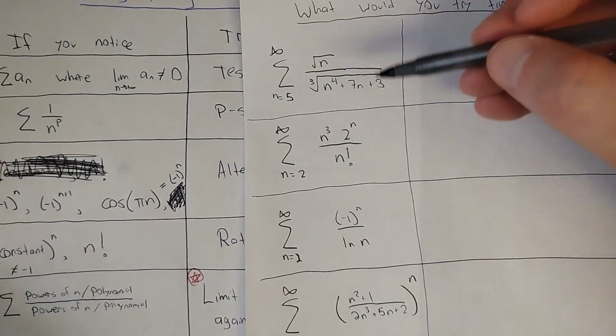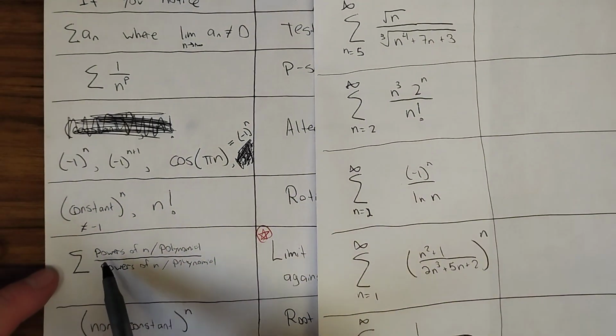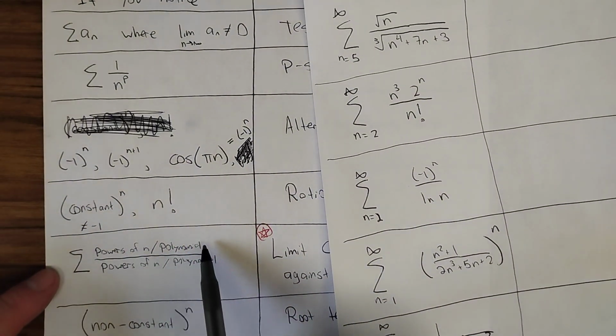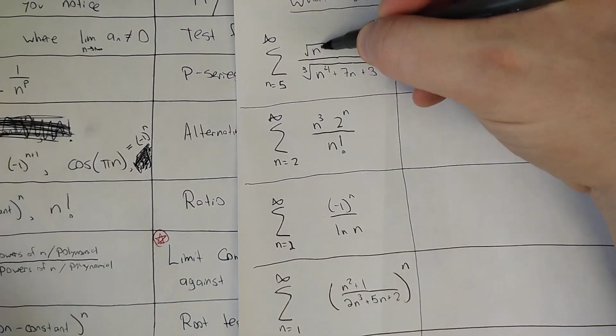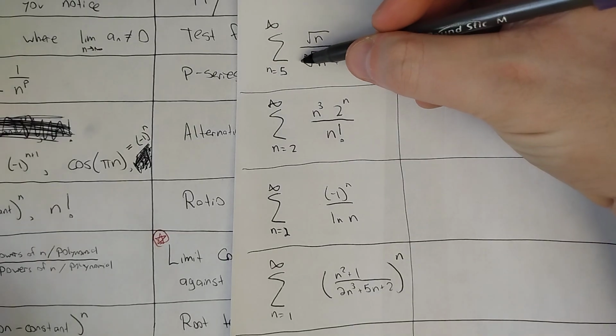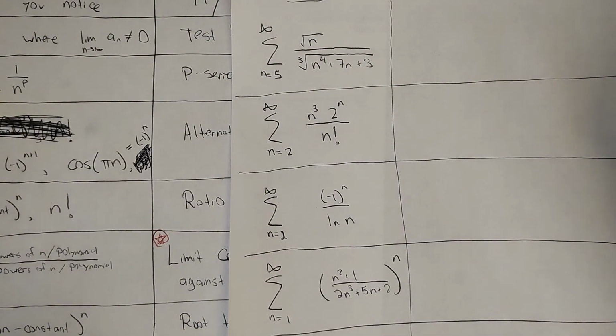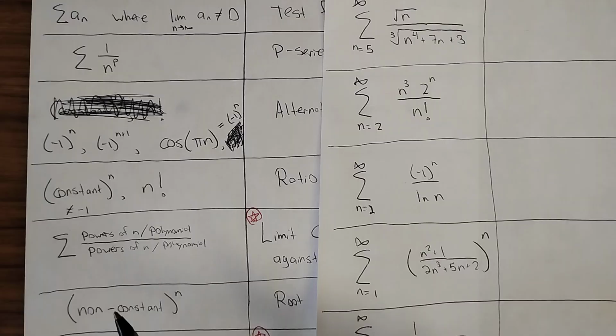So this first one is exactly what I mean when I say powers of n over polynomials over powers of n over polynomials. Square root of n counts as a power of n, that's n to the 1/2. Here I have a polynomial and it's underneath a root, and that's okay too for this.